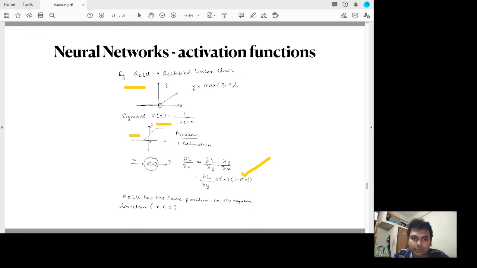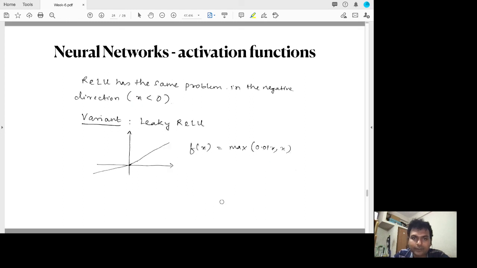However, ReLU has the same problem, a 0 gradient on the negative side. Therefore ReLU has been modified slightly into leaky ReLU, which is the max of 0.01x and x. This side will be x, but this side will have a slope of 0.01. So there will be a slight gradient coming from the negative side, and a gradient of 1 coming from the positive side.